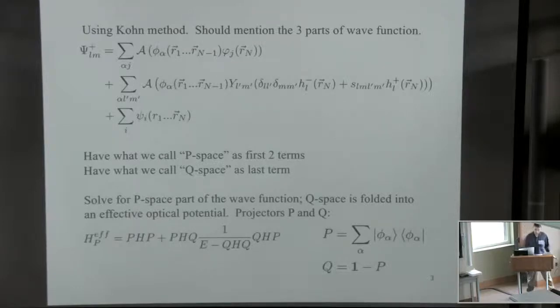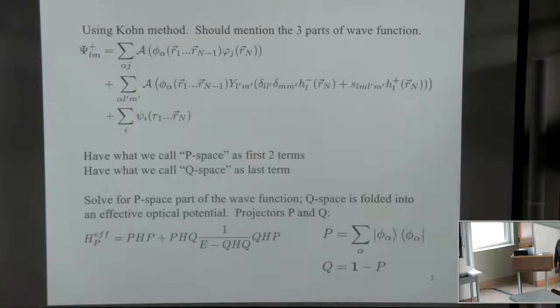Okay, I'm beating a dead horse, but I have to write this, talk about it. We have the close coupling expansion of the wave function that we use in the complex Kohn method, and importantly, we have these extra terms that go beyond the close coupling approximation. We have what we call P space, the close coupling approximation, and we call the last term Q space. So when we do the complex Kohn calculation, we're explicitly solving for the P space part of the wave function.